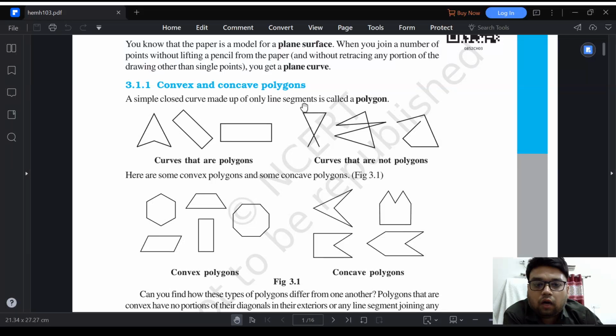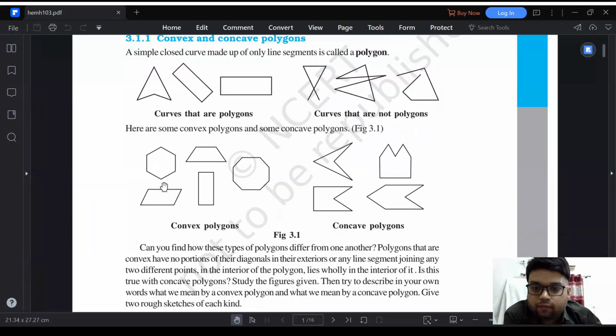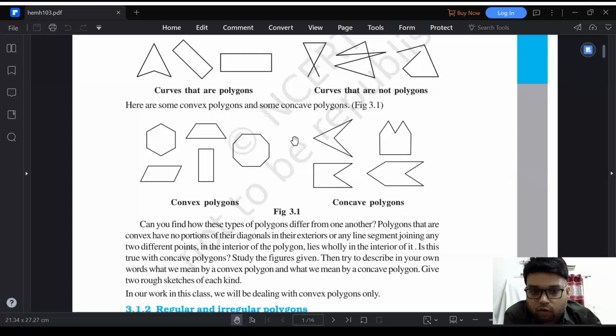If the curve cuts across itself, then the figure will not be called a polygon. If the curve is either regular or irregular, it is called a polygon, but the key point is that it can't intersect itself. Otherwise it is not called a polygon. Here polygons are classified into convex polygons and concave polygons. They have given us some examples of each.